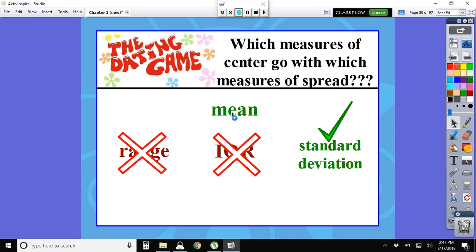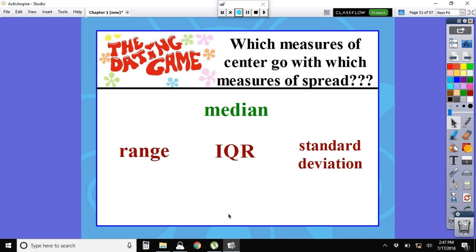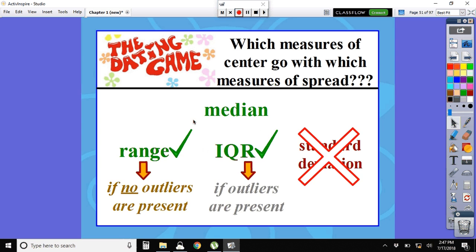Now, is it wrong to use mean with IQR? Not exactly, but this is just a much better fit, mean and standard deviation. If I was going to use median, then which measure of spread do I use? Well, we're probably not going to use standard deviation, right? But which of range or IQR do we use? It really kind of depends. If there are no outliers present, you could use range. If there are outliers present, I would definitely use IQR.